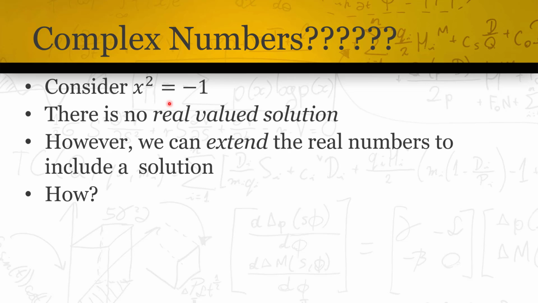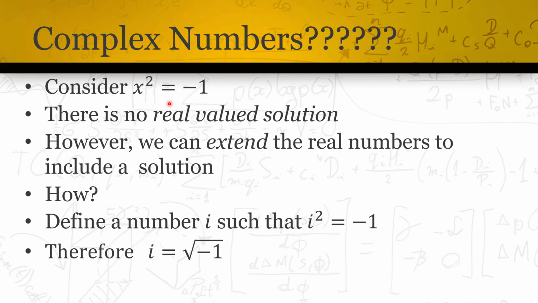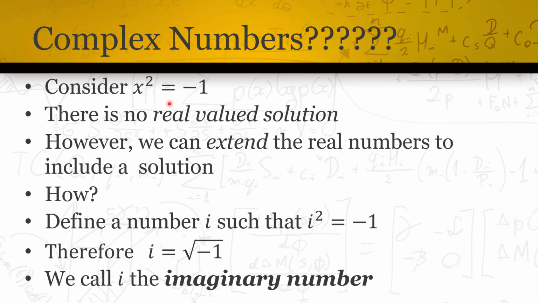Okay, so here's what we can do. If there's no real valued solution, we can make a solution up. And how can we do that? Well, the mathematical technique is called extending the field. And how do we extend the field? Well, we create a number. We give it a name. How about we call it i? We will say that i squared is equal to -1. Well, if i squared is indeed equal to -1, then i must be equal to the square root of that, or the square root of -1. We call that number i the imaginary number.